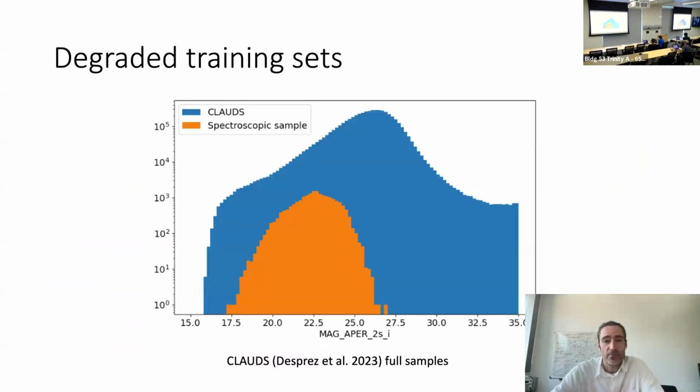Key thing that I'm using RAIL for at the moment is looking at degraded training sets. So this in blue is the total I-band distribution in the CLOUDS sample, and then the orange is the spectroscopic sample. Obviously peaking at a much lower magnitude, we've got a brighter sample, and I want to see how that affects the results over the full sample. I'm going to do that by degrading the training sample further and just see the impact.